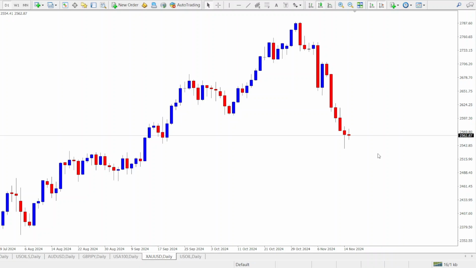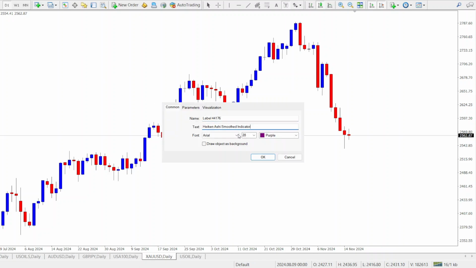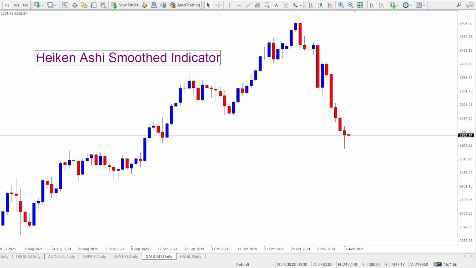In this particular video, we are going to be talking about the Heiken Ashi Smoothed Indicator. This is a custom indicator, so you will need to download it from a reputable site online. After downloading the indicator, you will need to add it to your indicators folder before you can add it to your charts. After adding it to your indicators folder, you will need to restart your trading terminal.